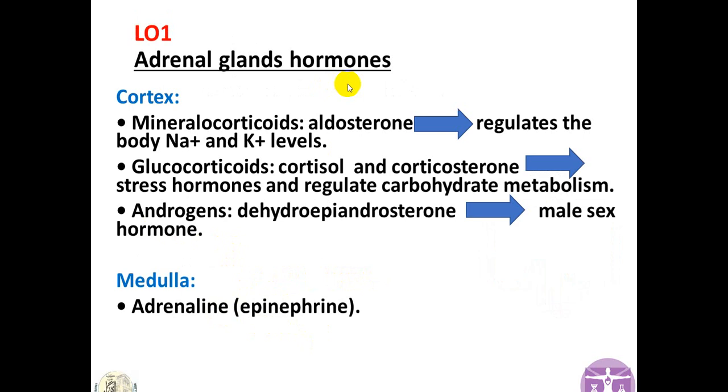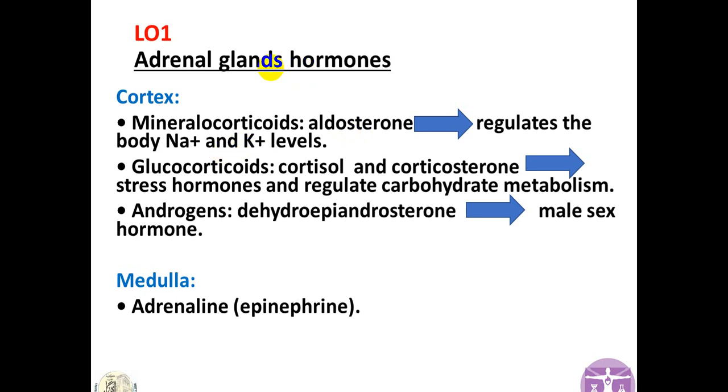And the adrenal glands are very important because they secrete important hormones. So the cortex, or the outer layer of the adrenal gland, secretes three types of hormones. The first one we call the mineralocorticoids, and this includes aldosterone. And aldosterone is an important hormone that regulates the body sodium and potassium level. So aldosterone will cause an increase in the level of sodium and a decrease in the level of potassium.